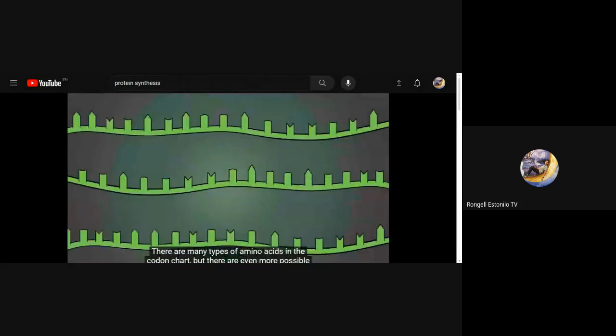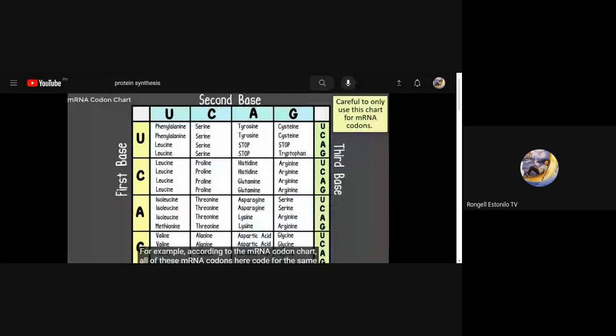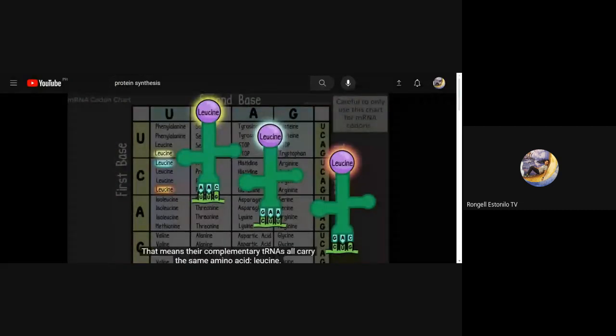There are many types of amino acids in the codon chart, but there are even more possible codon combinations. That means there can be more than one codon that code for the same amino acid. For example, according to the mRNA codon chart, all of these mRNA codons here code for the same amino acid, leucine. That means their complementary tRNAs all carry the same amino acid, leucine.